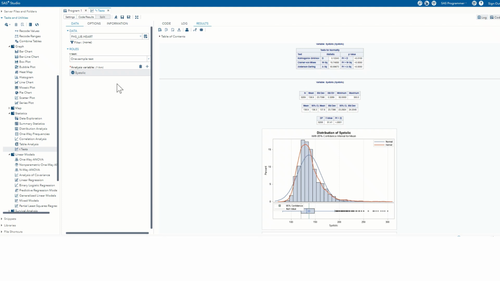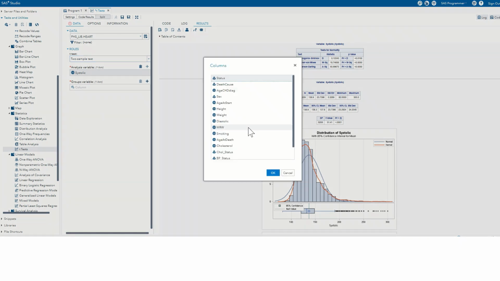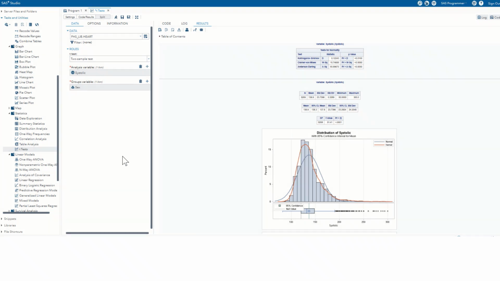For two-sample t-tests, instead of one sample, you will choose two-sample t-test, and that will pop up a new field under roles. We'll keep the analysis variable as systolic, and for the grouping variable, let's choose sex. We want to see how much the difference was in mean systolic blood pressure between male and female, and if the difference was statistically significant.